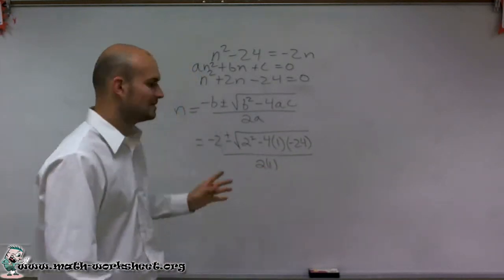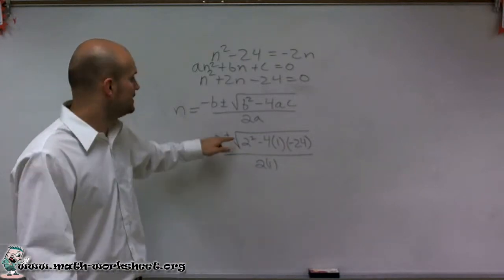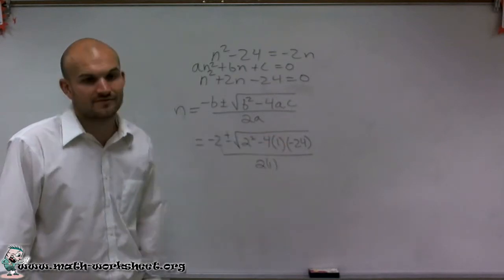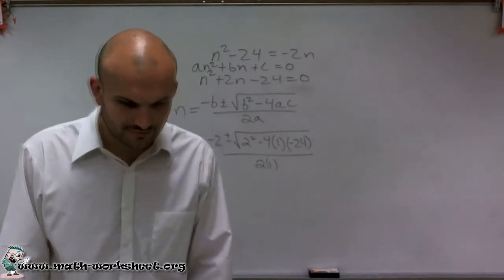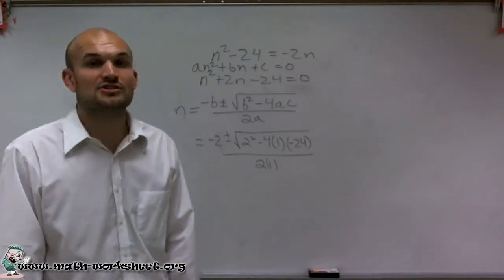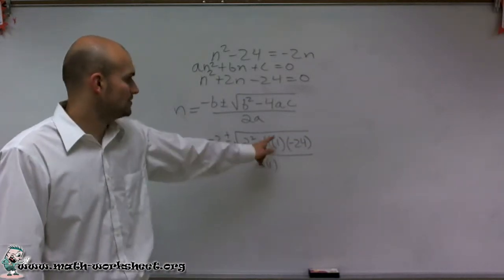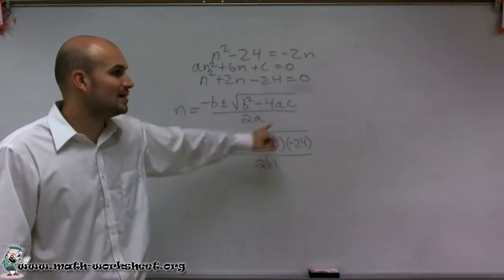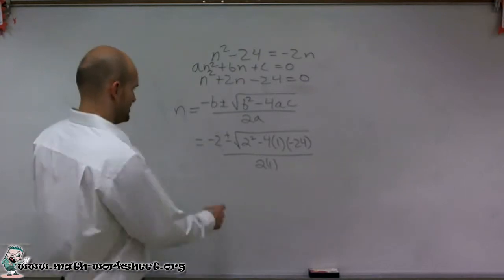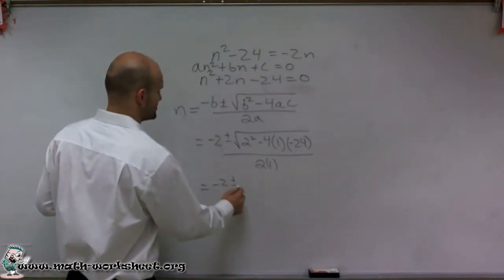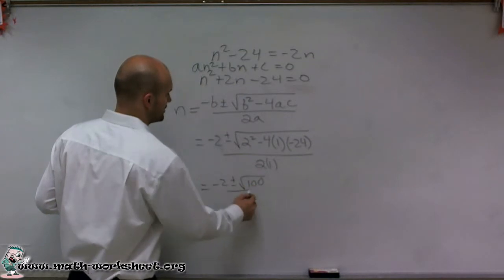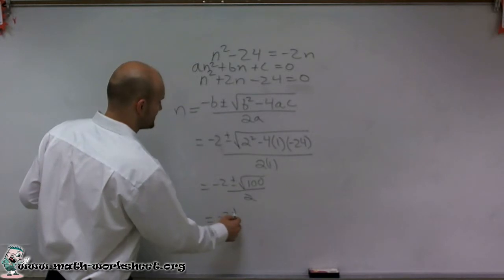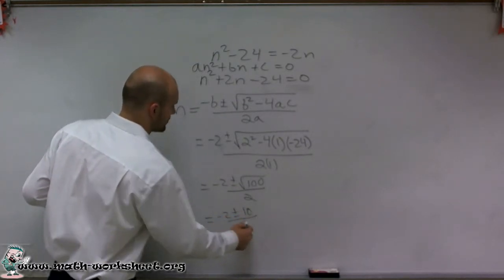Okay, so now let's go ahead and simplify this a little bit under the radical. So I have 2 squared, which is 4. Then I have negative 4 times 1 times negative 24, which is going to be a negative 96. Well, a positive 96. So therefore, I really have 4 plus 96, which is 100. So therefore, I have equals negative 2 plus or minus the square root of 100, divided by 2. Now, we should know that the square root of 100 is going to be 10. So negative 2 plus or minus 10 over 2.